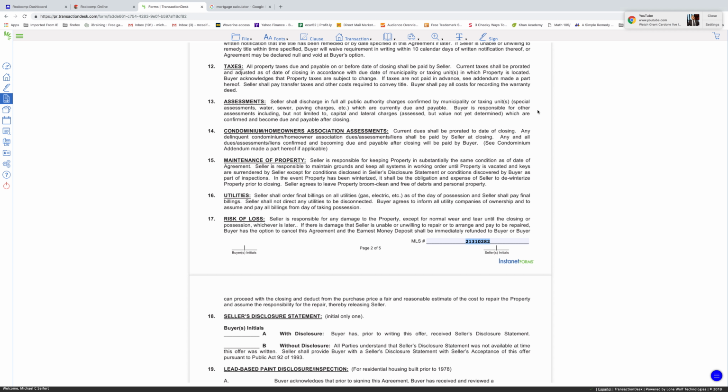So a buyer is responsible for other assessments, including but not limited to capital and lateral charges assessed. You can read the rest of this, but assessments will be paid fairly. There are some assessments where perhaps the seller will pay in full. It depends on the situation.